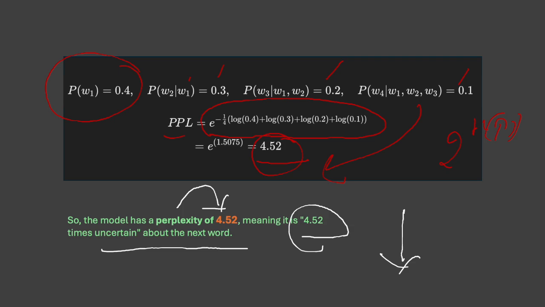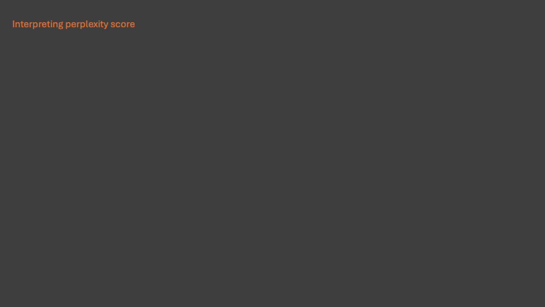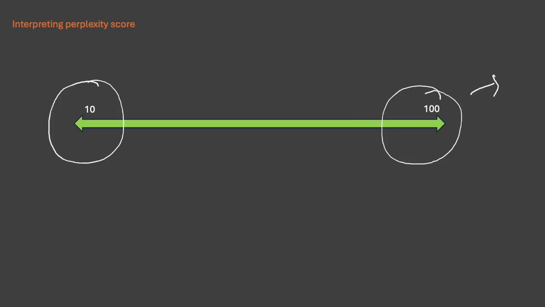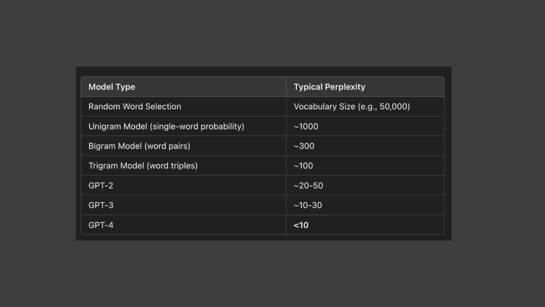Now, whenever we are trying to interpret the perplexity score, in an ideal case, a good Gen AI model's perplexity score range is between 10 and 100. Anything beyond 100 is not considered any good. If you see the table here, for GPT-4 it is less than 10, and for GPT-2 it is between 20 and 50.